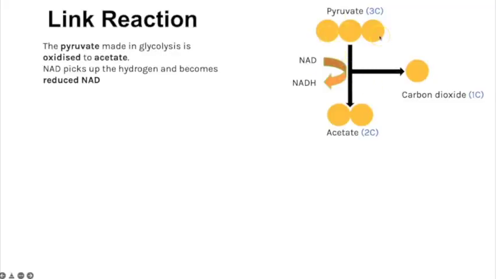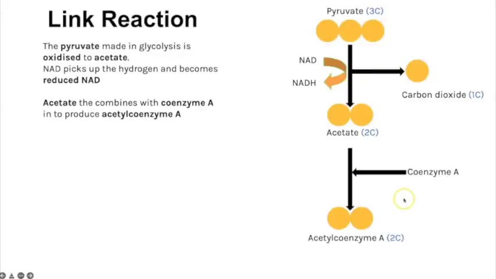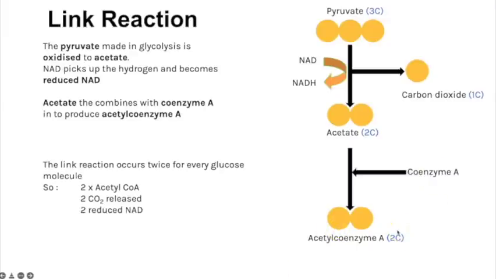Pyruvate, our 3-carbon compound, is going to be oxidized further, and we can tell it's been oxidized because it's lost the hydrogen, which has been picked up by the coenzyme NAD. So that has created acetate. Acetate is only a 2-carbon compound, and that is because carbon dioxide is produced at this stage of the link reaction. Now that's not the end, because the acetate then combines with another coenzyme called coenzyme A, and that creates acetyl-CoA. And acetyl-CoA is what can then enter the Krebs cycle.